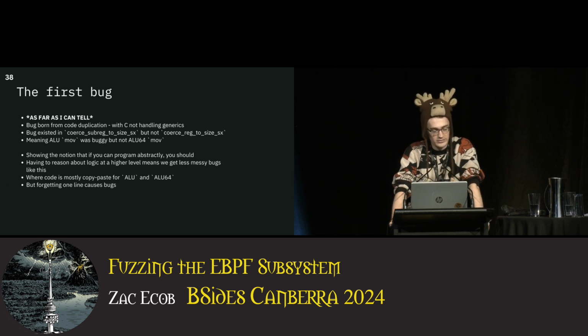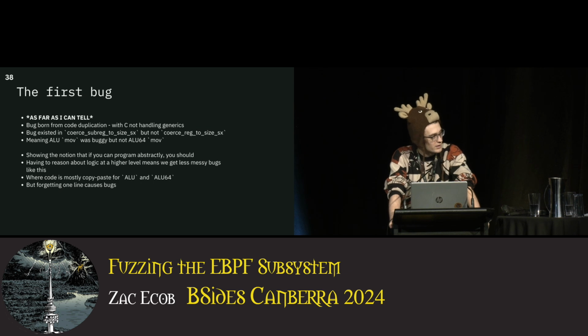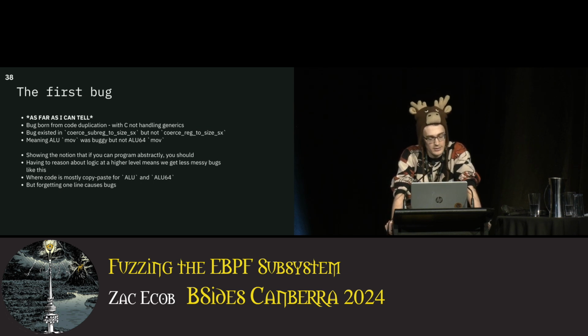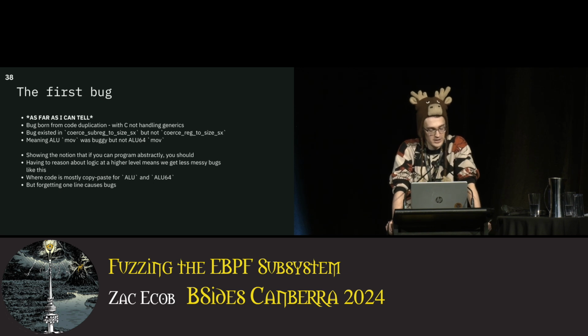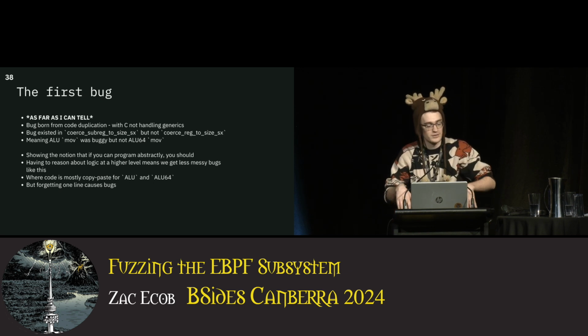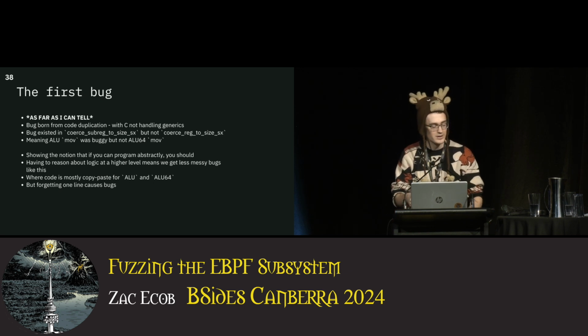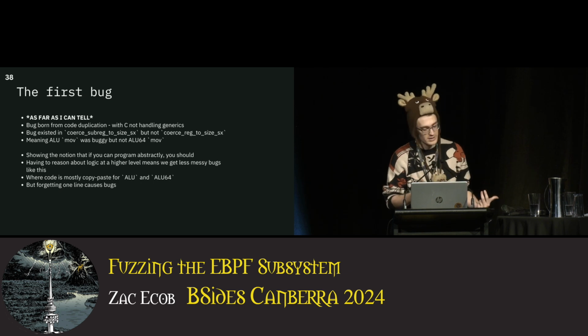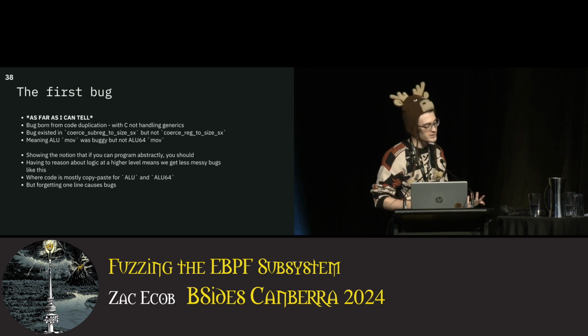The bug was born from code duplication because C is lovely and doesn't handle generics. The bug existed in the function coerce_subreg_to_size_sx, but not coerce_reg_to_size_sx. So that means ALU mov was buggy, but not ALU64 mov. And this to me screams, if you can, try and program abstractly and with generics. Because if you do so, you have to reason about logic at a higher level, and you get less messy bugs like this, where you're just copy and pasting, but you forget one line.